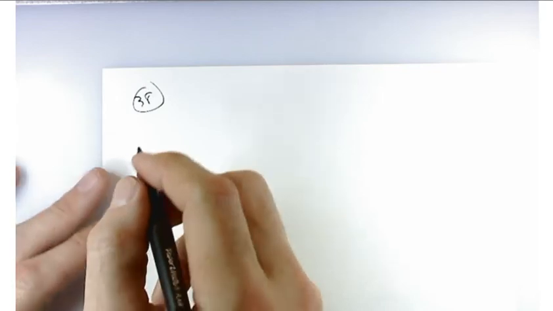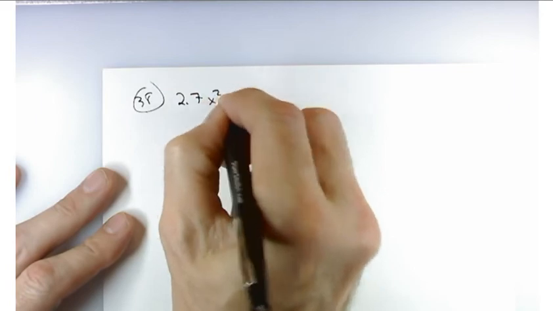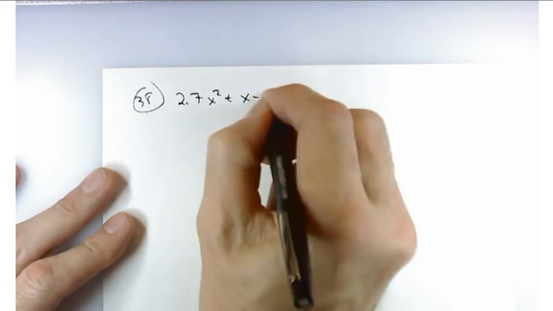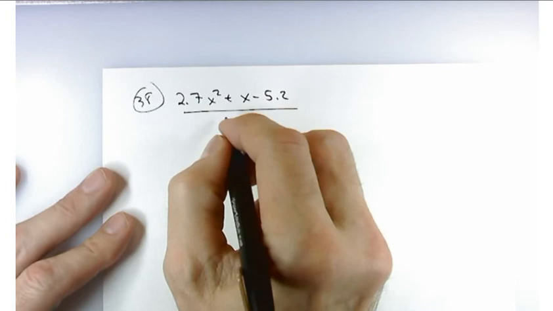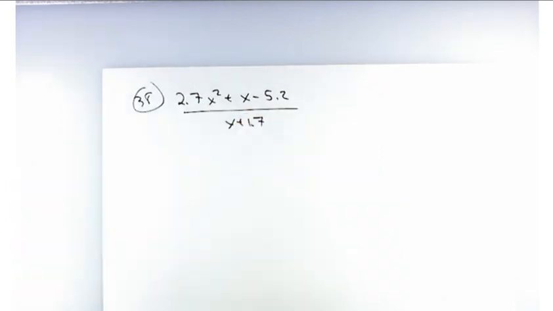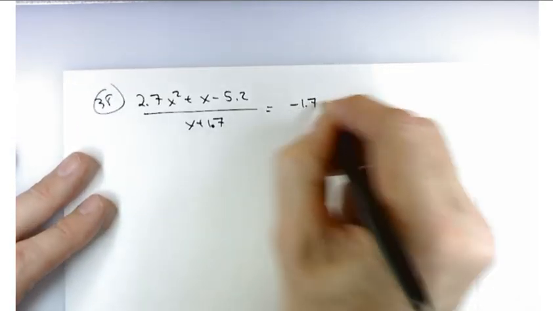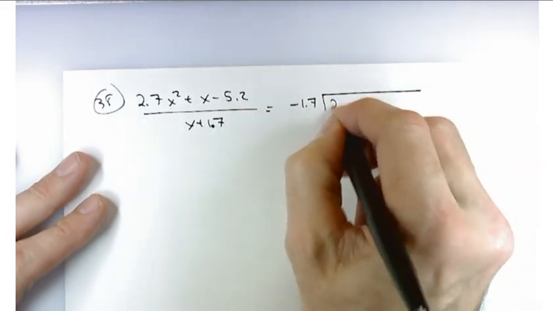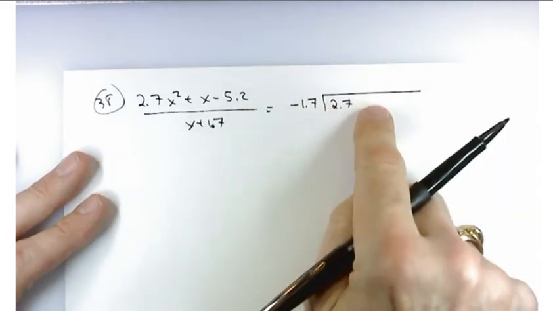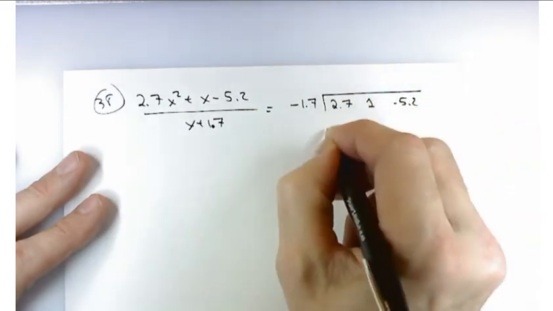So here's where the real benefit of synthetic division comes in, when you have uglier problems like this: 2.7x squared plus x minus 5.2, divided by x plus 1.7. So let's set this one up. What number is going to go out in front? Negative 1.7. And then a 2.7. What's the middle number? A 1, minus 5.2.